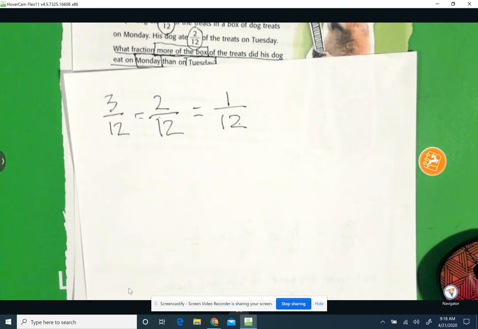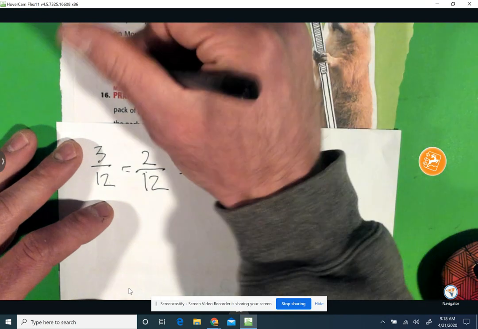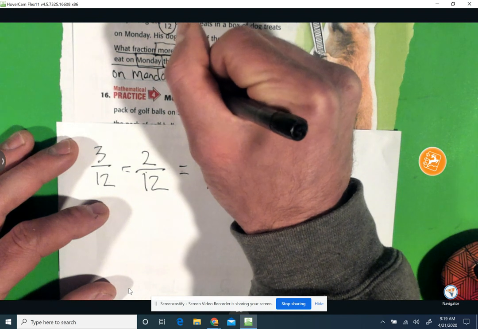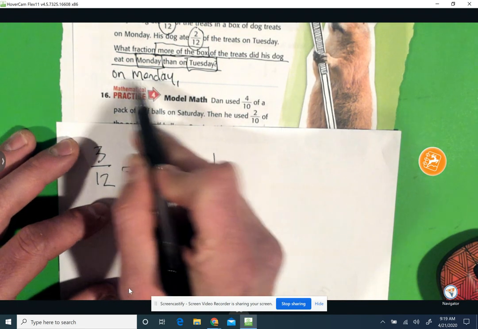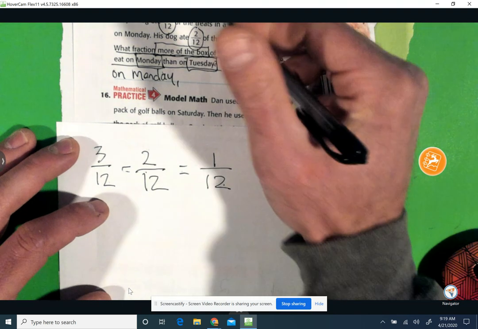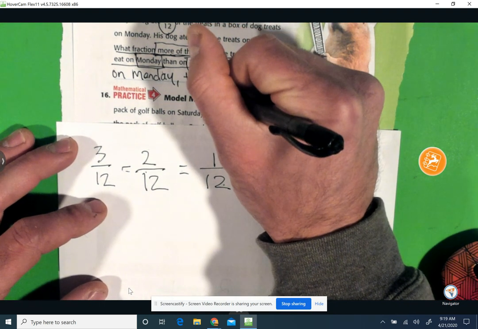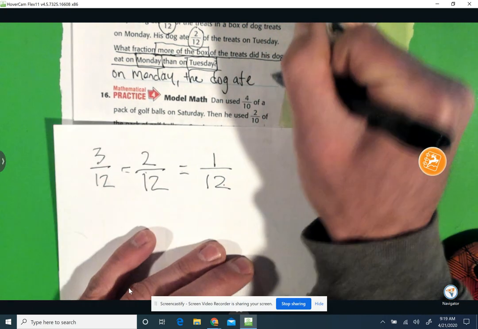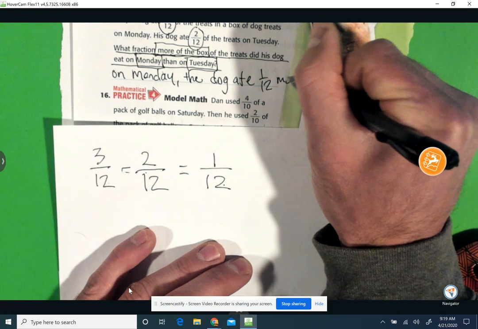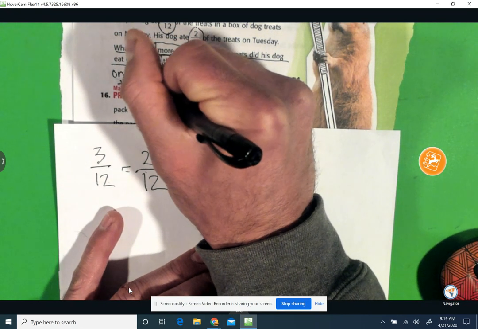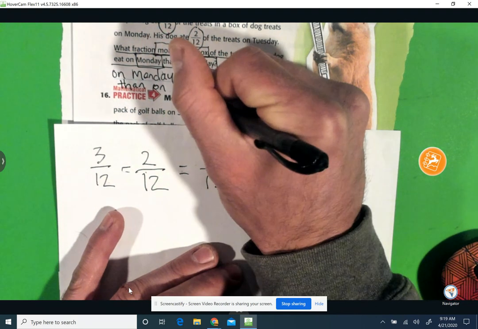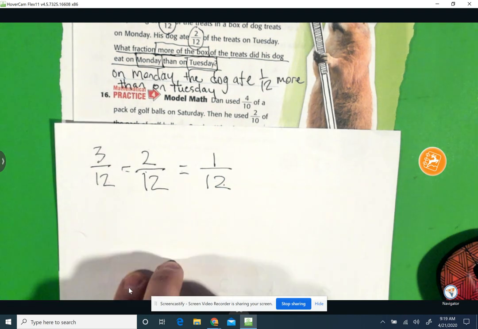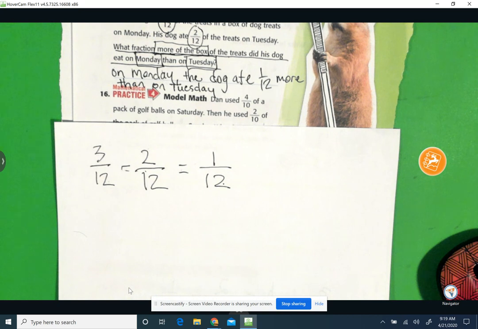So what does that mean for our answer? It means that on Monday, comma, a chronologically ordered word here, much like benchmark unit 7, we know that the dog ate 1/12 more than on Tuesday. That's me using the question and the answer and writing down what 1/12, or our answer, actually means.